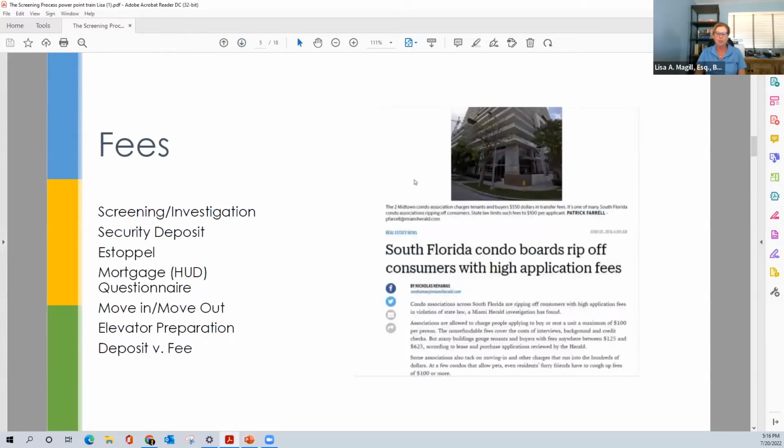What kind of fees can you charge? I often hear some mistaken impression when it comes to what is chargeable in connection with the transfer approval process. There are limits on fees. The screening investigation fee has been increased. I apologize, I believe it's $150 now because it did increase. But that is for the screening investigation background application.